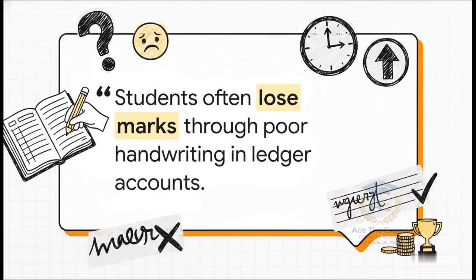Now here's a strictly practical and frankly completely preventable piece of exam strategy directly from the principal examiner insights. Students often lose marks through poor handwriting in ledger accounts. I know, it sounds almost too basic, but the reality is devastating. If an examiner literally cannot read your numbers, they simply cannot award you those vital method marks we talked about. Crystal clear handwriting, precise documentation, and strict time management are honestly just as important as knowing your accounting theory.